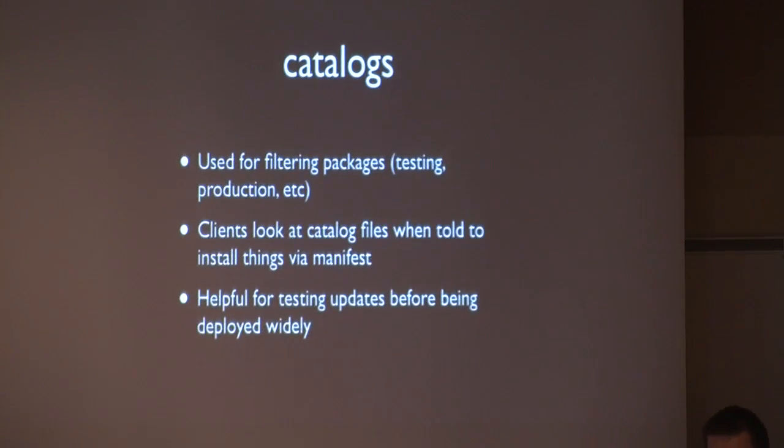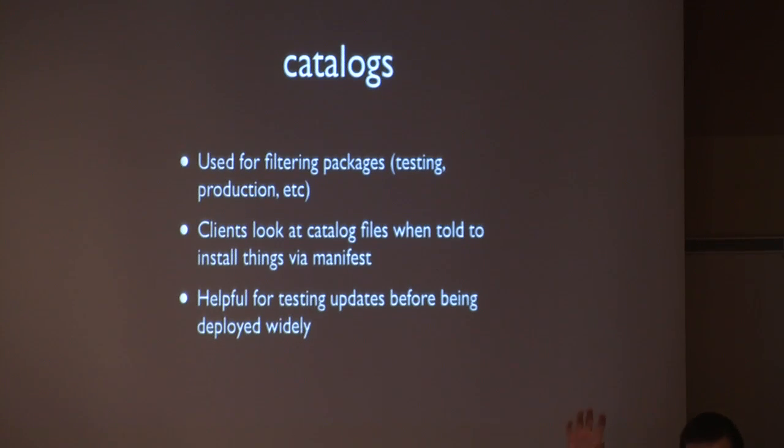So what does a Monkey repo look like? Well, there's the catalogs folder, and this catalogs folder is used for filtering packages. For instance, testing, production. If you have a development team that writes in-house software, you could have a development catalog. Clients look at the catalog files when they're told to install things. It's kind of like a menu. So you have your production menu, which is what is normally at the restaurant or whatever, and you want them to install just a few things on there. You don't normally order the whole menu. You just want a couple things on your clients.